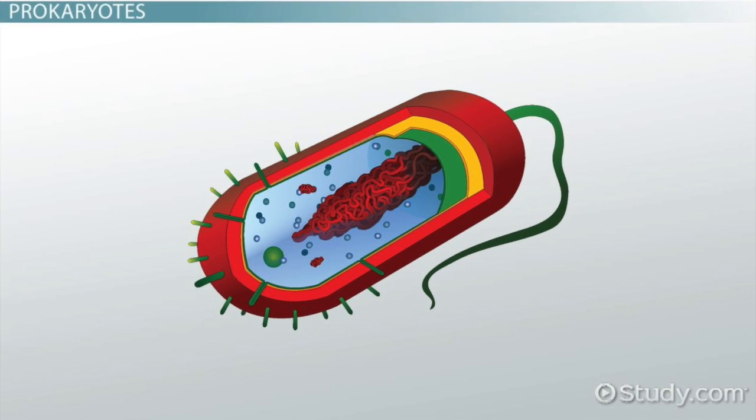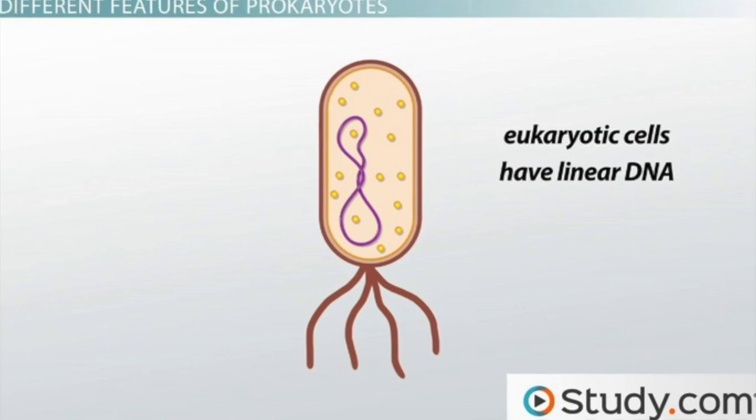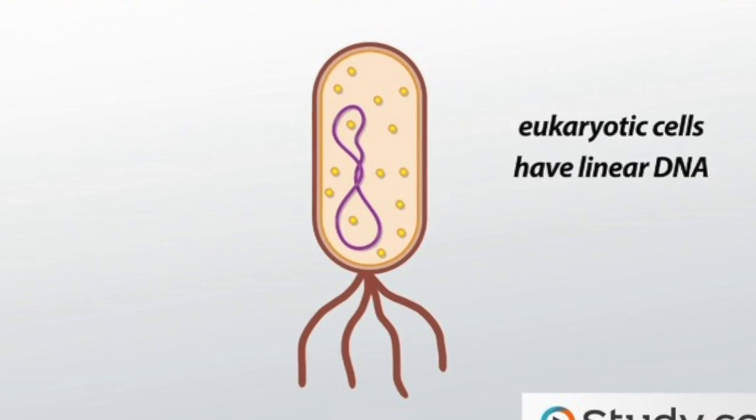There are two types of cells, prokaryotic and eukaryotic. Prokaryotes are simple cells that are mainly found in bacteria. They don't have a nucleus or membrane-bound organelles. Eukaryotes are more complex than prokaryotes, and they contain a nucleus and membrane-bound organelles. And they are found in plants, animals, and fungi.